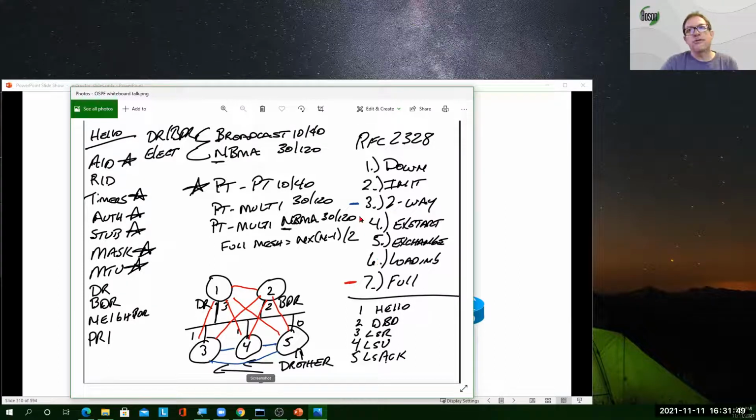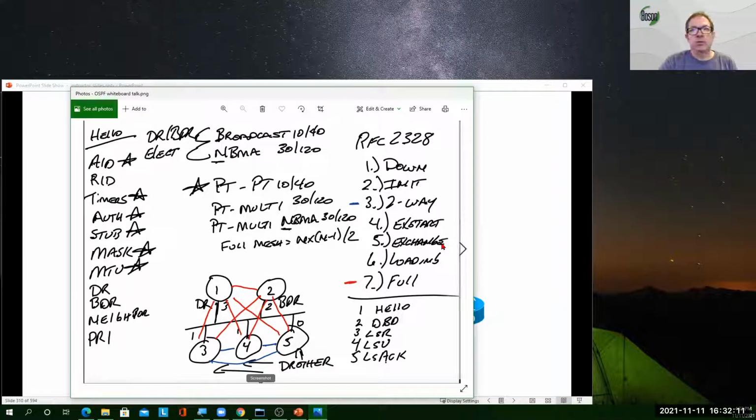So if we're going to go to fully adjacent, step 4 is ExStart. The ExStart state is an argument over who will begin the exchange process. So one router may say to the other, I will begin the exchange. I have the highest router ID. And the other one will either agree or disagree. But pretty quickly, they'll figure out who's going to begin. Then we move to the exchange state.